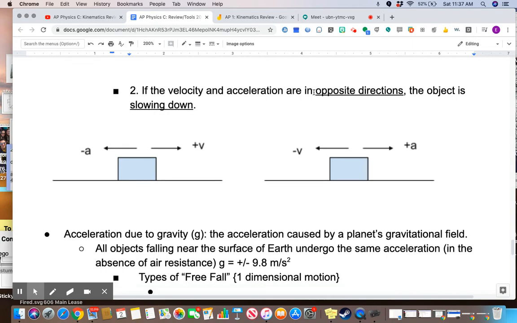Now slowing down, right? If an object slows down, that means that the vectors are pointing in opposite directions. So if velocity is negative and acceleration is positive, we are slowing down. Okay, if velocity is positive and acceleration is negative, we are slowing down.